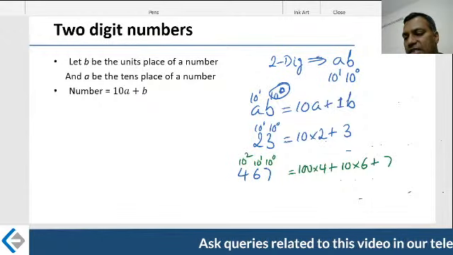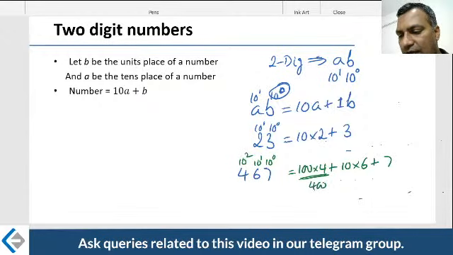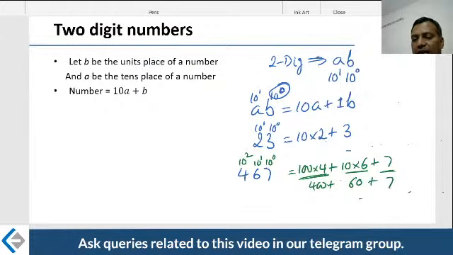Nothing but 467. 100 times 4 is 400, added to 10 times 6, which is 60, and added to 7. That is how you are getting the elements of 467. Okay, that's all I tried to explain here.